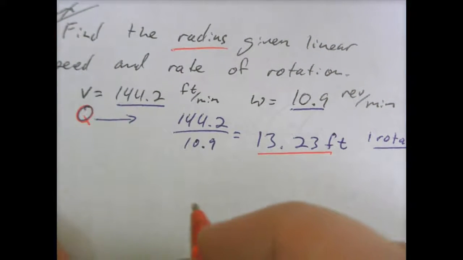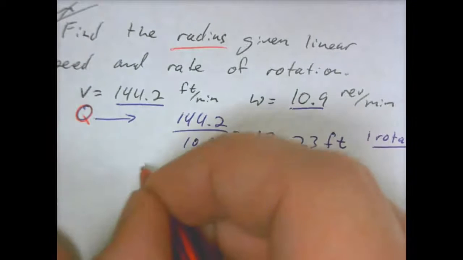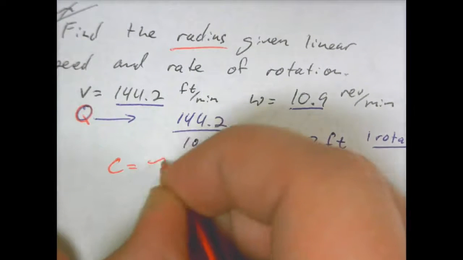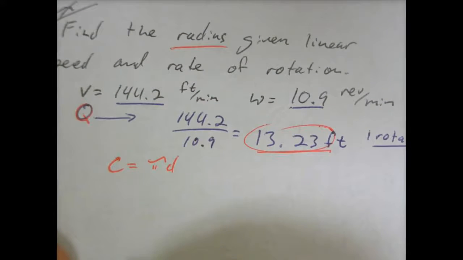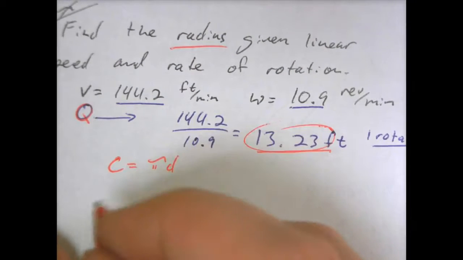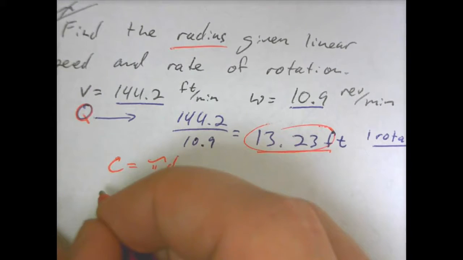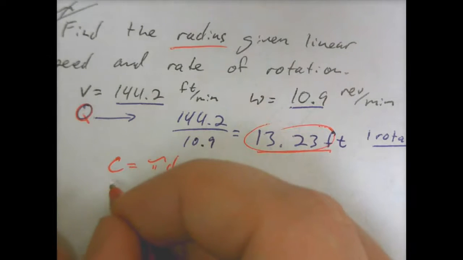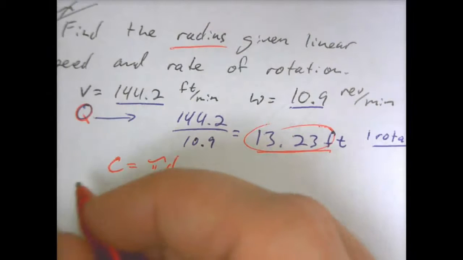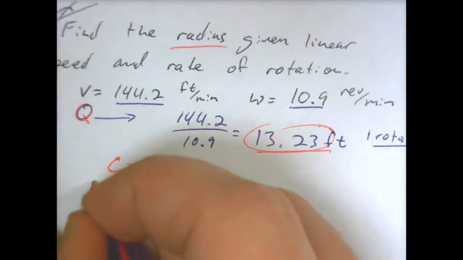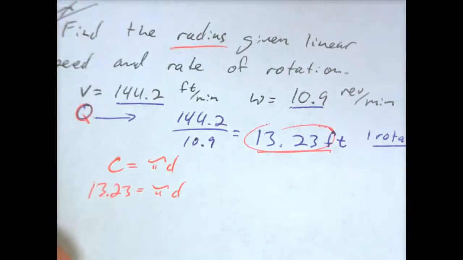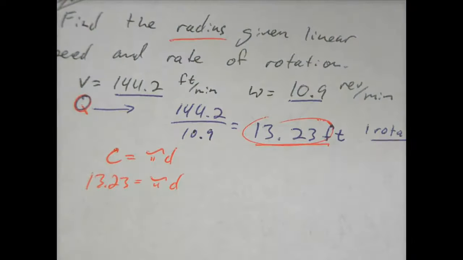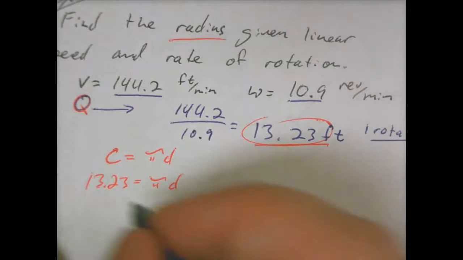circle. Okay, so I know that the circumference is equal to pi times the diameter, and this is my circumference. Pi is just the constant 3.14159, something like that. So I have 13.23 equals pi times the diameter. So I can figure out that 13.23 divided by pi is equal to 4.211.